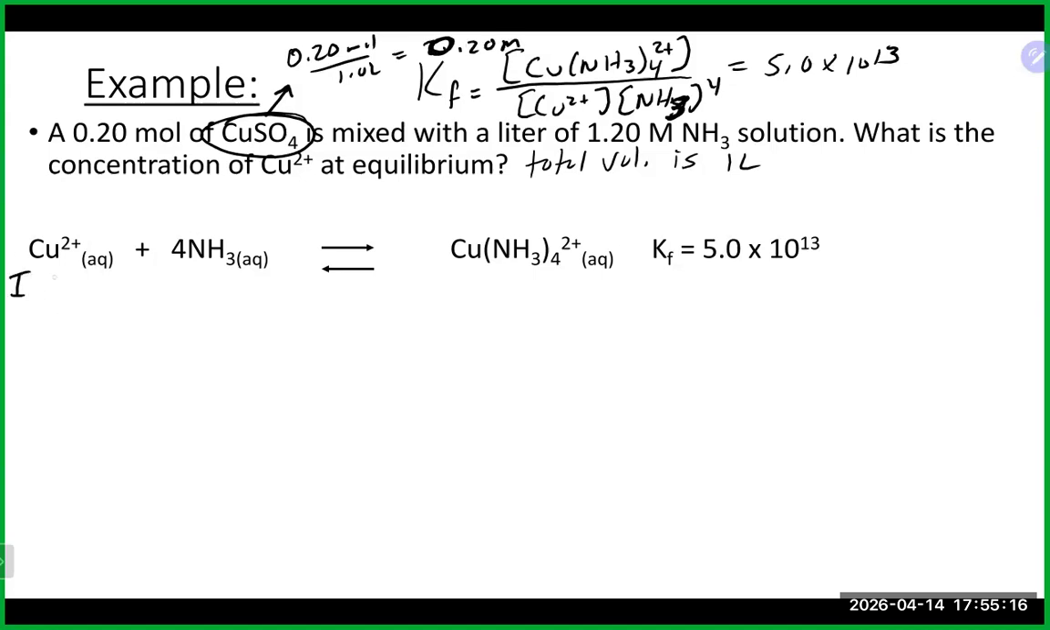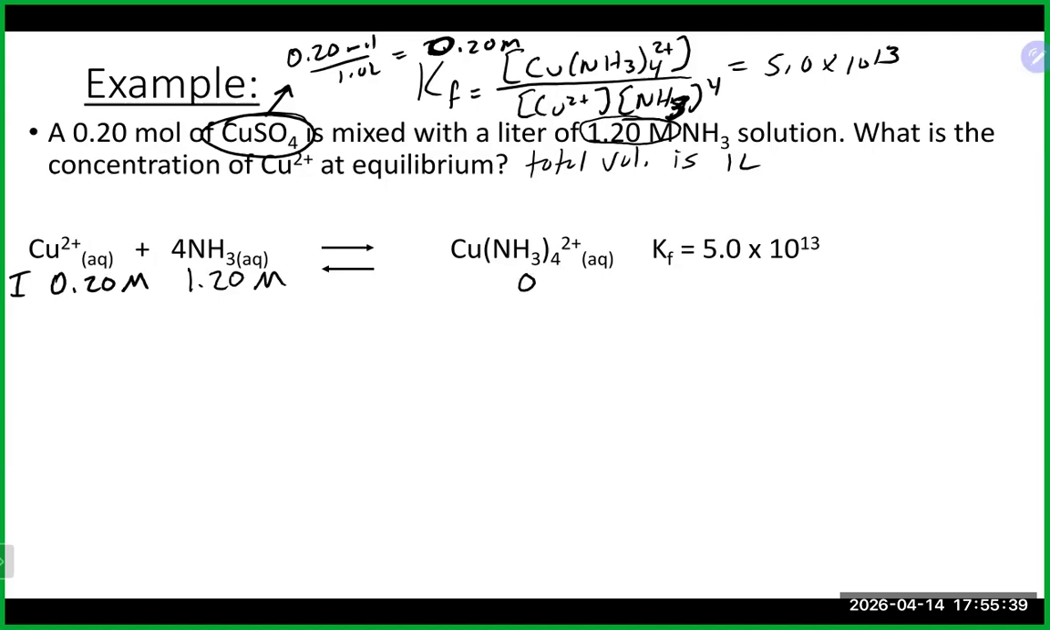So initially here we will do an ICE table, and we'll use our initial concentration of our copper. Obviously in this case, our only source of ammonia is the ammonia. And we're going to keep everything at 1 liter, so that is going to be the concentration here, 1.2 molar. And we're going to go with 0.